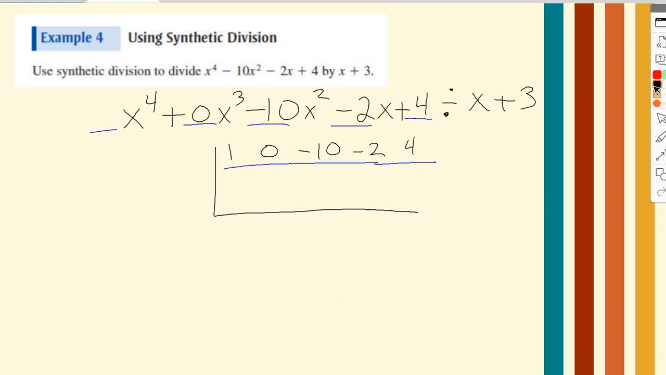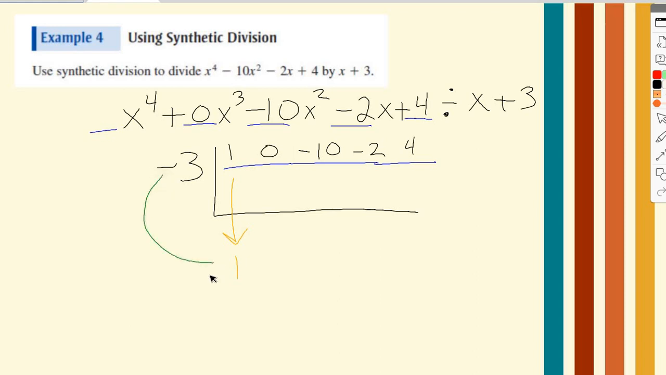And that's what makes this go quicker, is that we drop all of our x's. So then, what number do I want to put on the outside? Remember, I'm just going to put the a value. So again, I'm dropping my x. So what's my a value? -3, yeah, because we have to flip that sign. So this is just a set. So then, our first step is to bring down our first number. So I'm just going to bring down a 1.